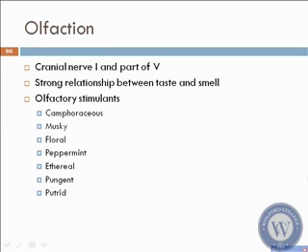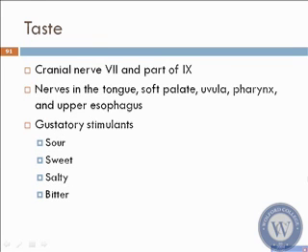Most of us will be able to train to basically pick out about 20 different things, but other people that are very heavily trained will actually be able to tell you exactly what they're sniffing. And actually, some people make their living doing this, like wine tasters. Okay? The taste is actually from cranial nerve number 7 and part of number 9. It's nerves in the tongue, soft palate, uvula, pharynx, and upper esophagus.